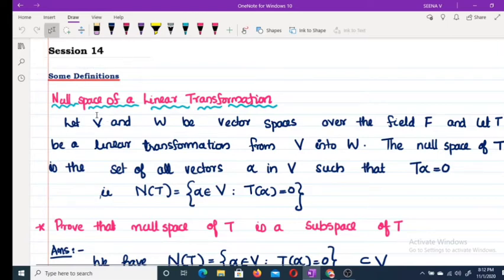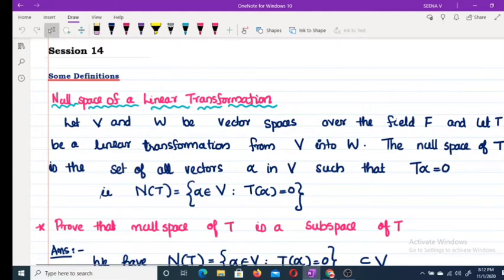Today we are going to discuss some definitions: the null space of a linear transformation and the range of a linear transformation. Also, we are going to discuss one of the most interesting theorems, the rank nullity theorem. Now, what do you mean by a null space of a linear transformation?